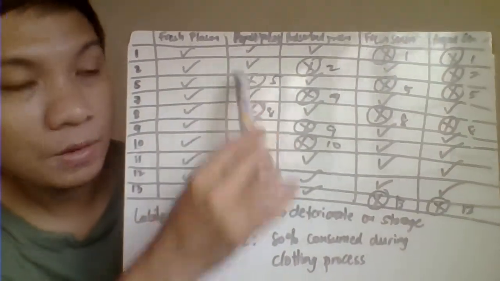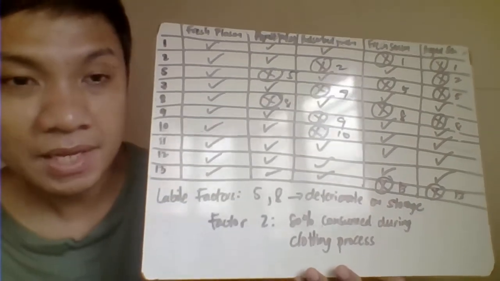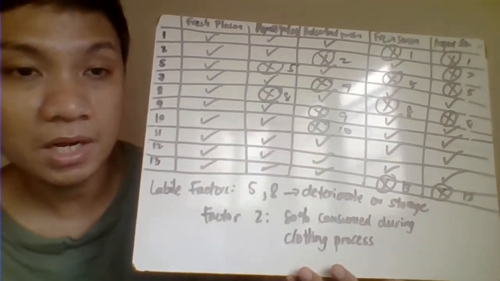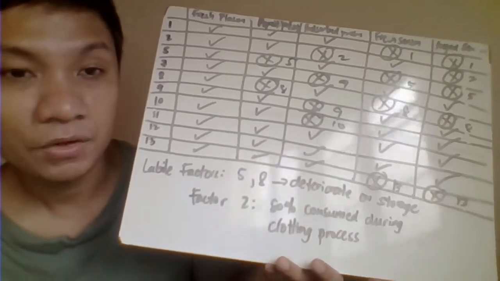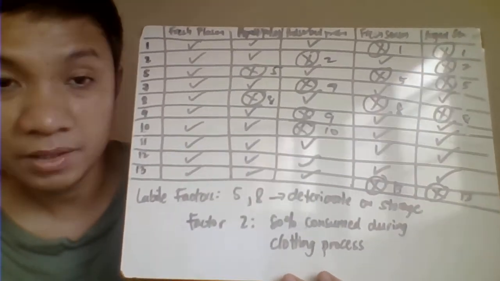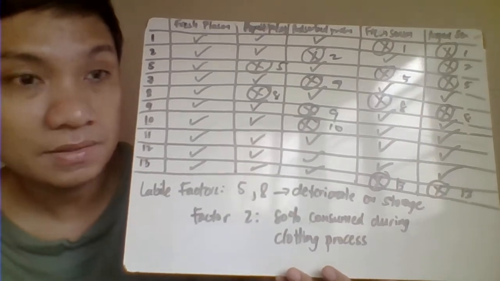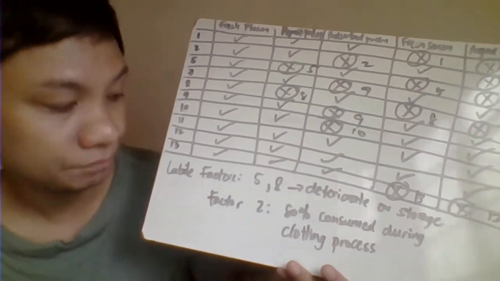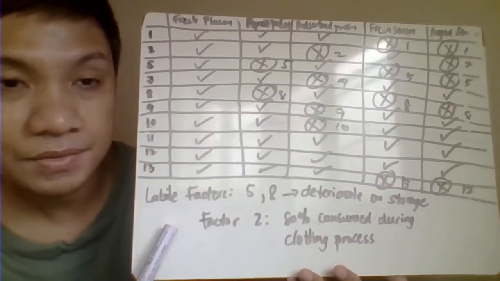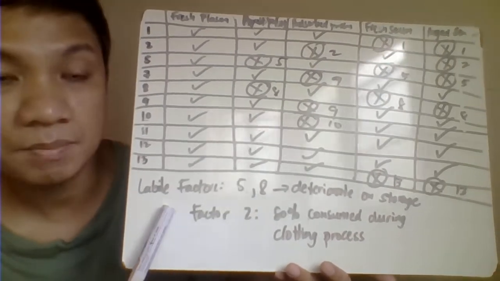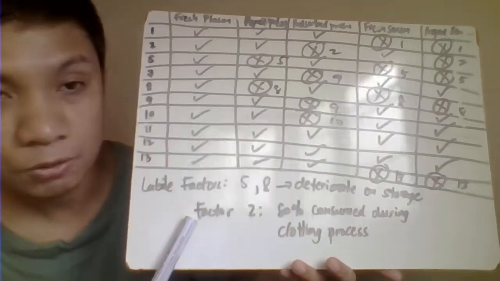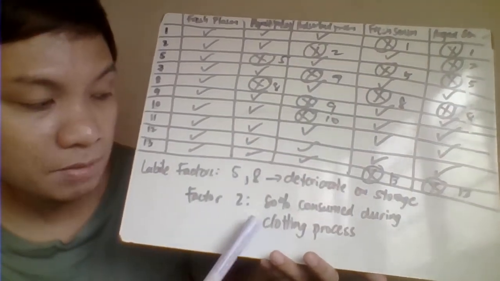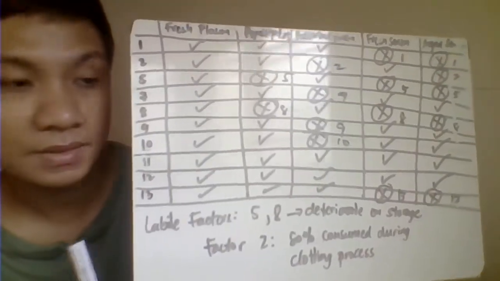So you need to understand this one because we'll be using this when we are doing the mixing studies. This is one of the tests for us to identify which coagulation factors ang deficiency or absence sa patient natin. Okay, labile factors include your factor 5 and factor 8 because they tend to deteriorate on storage. Factor 2 on the other hand is 80% consumed during the clotting process.